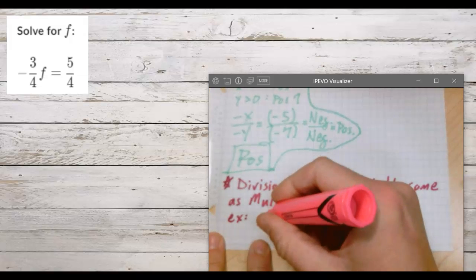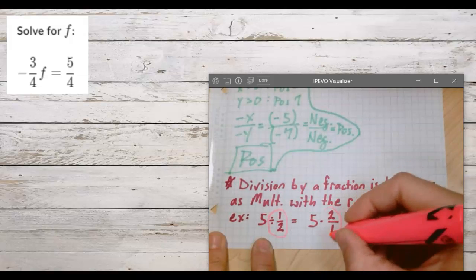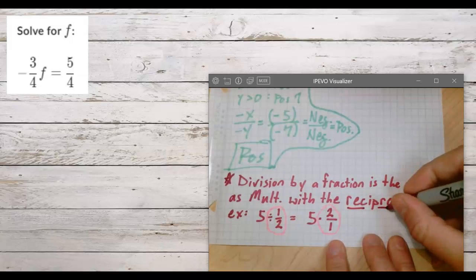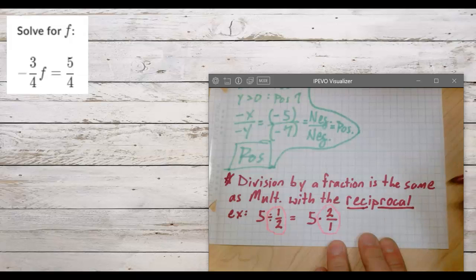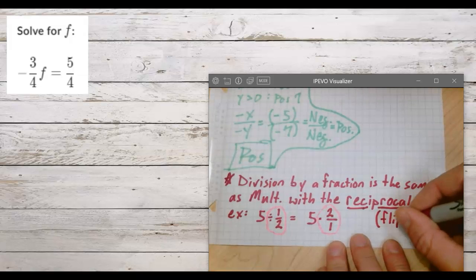Lacey? I just blinked out. What's a reciprocal again? Reciprocal is the flipped fraction. Thank you. Okay. So we should make a note on that too. Good question. It was a really good question. So reciprocal is the flipped fraction. So flip the fraction.